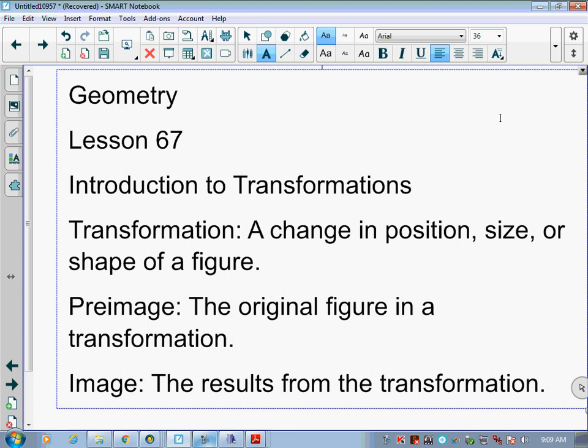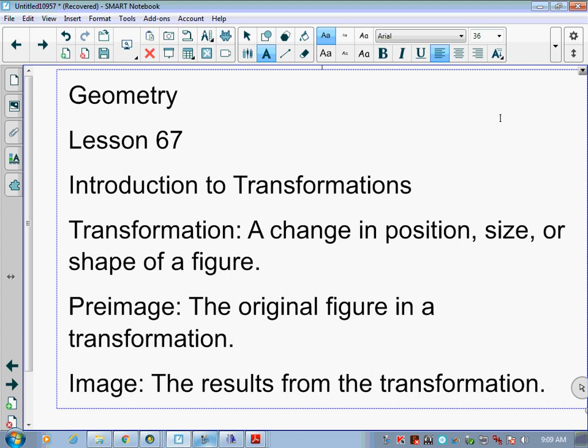Okay, change in position, size, or shape of a figure. All right, but overall its ratio is going to stay the same. Okay, it's going to maintain, we can transform it, we can do a lot of different things to it.